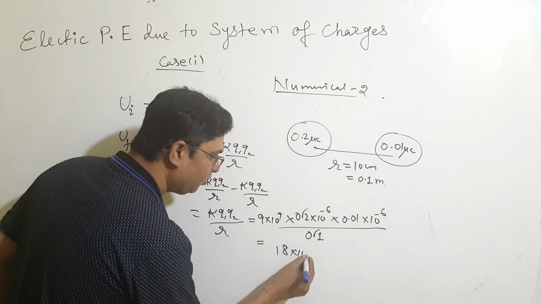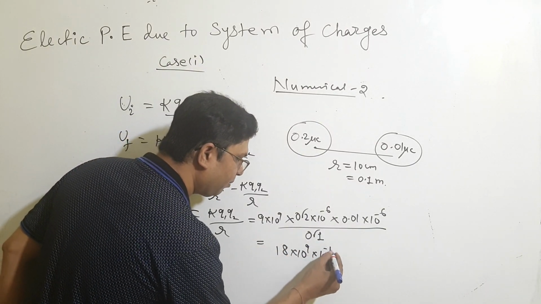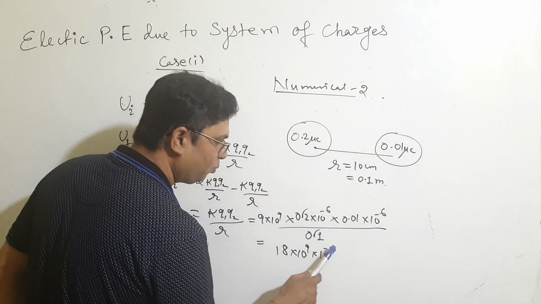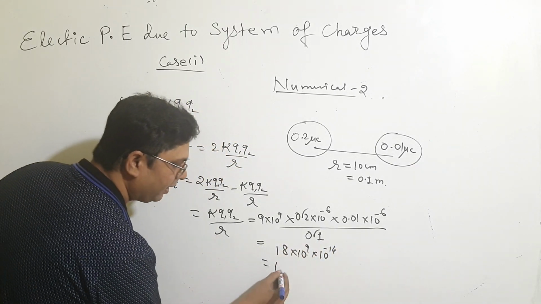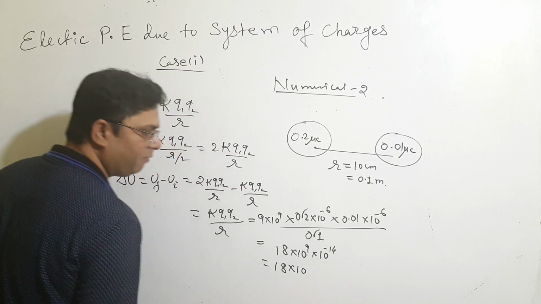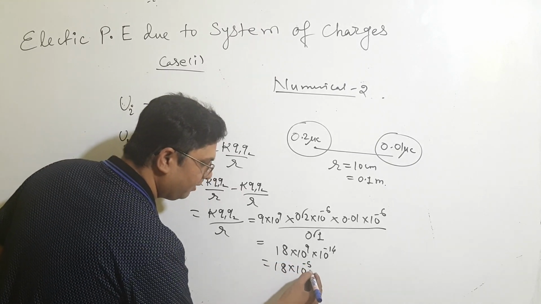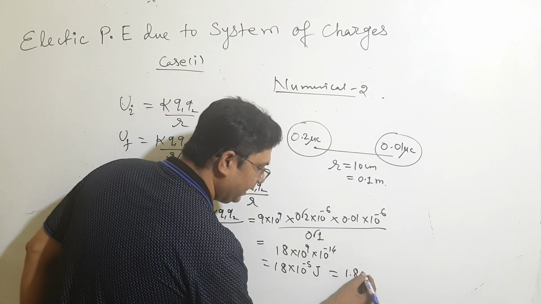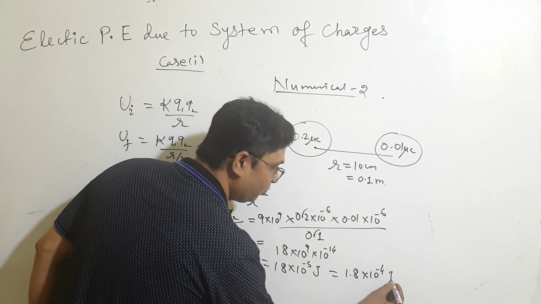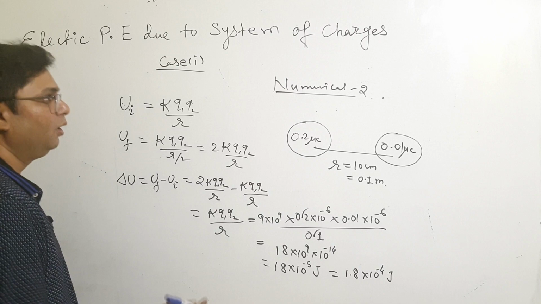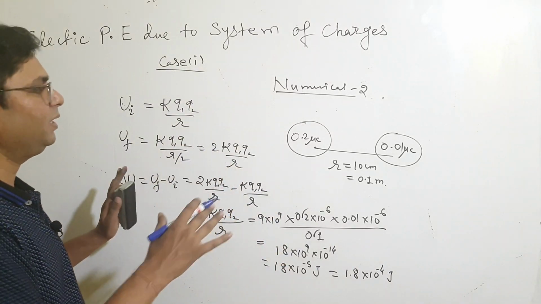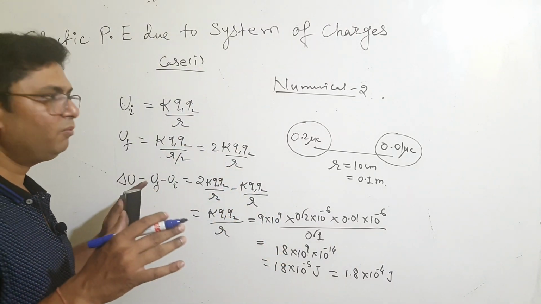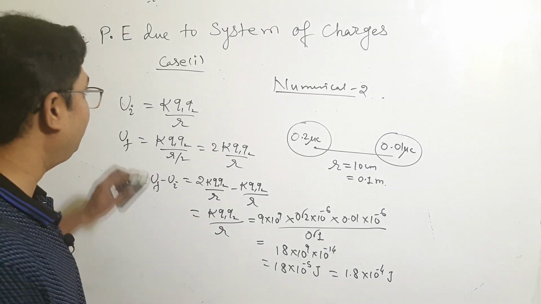So you have 10 to the power 9 into 10 to the power minus 14. Subtract these two powers. So you have 18 into 10 to the power minus 5 joule. This can be written as 1.8 into 10 to the power minus 4 joule in scientific notation. So you have seen what will happen when two charges are brought from infinity to a point. What will be the potential energy?